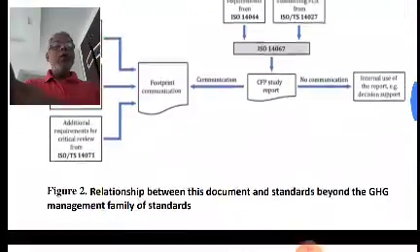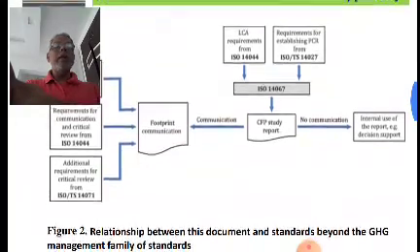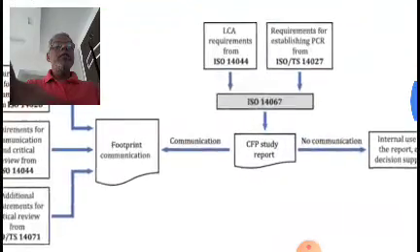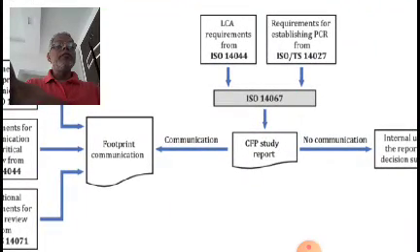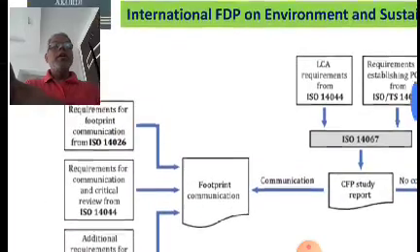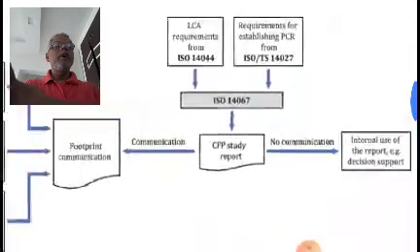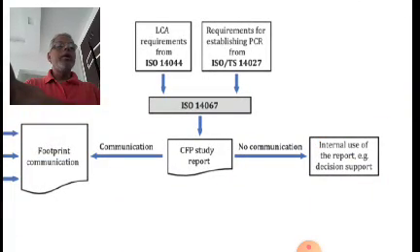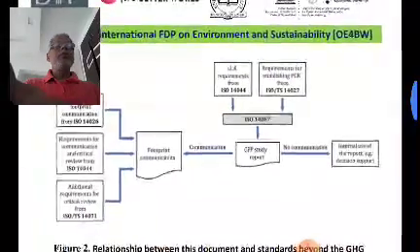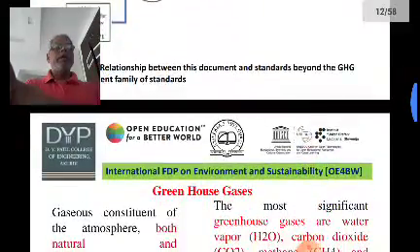Again, beyond this, the relationship between these documents and standards beyond the greenhouse gas management family of standards, you can see here ISO 14067. This is the carbon footprint study report, then it goes to carbon footprint communication, and from the standards ISO 14026, 14044 and 14071 you are getting the input, and if there is no communication then it stops. So this is the relationship between the documents and the standards.